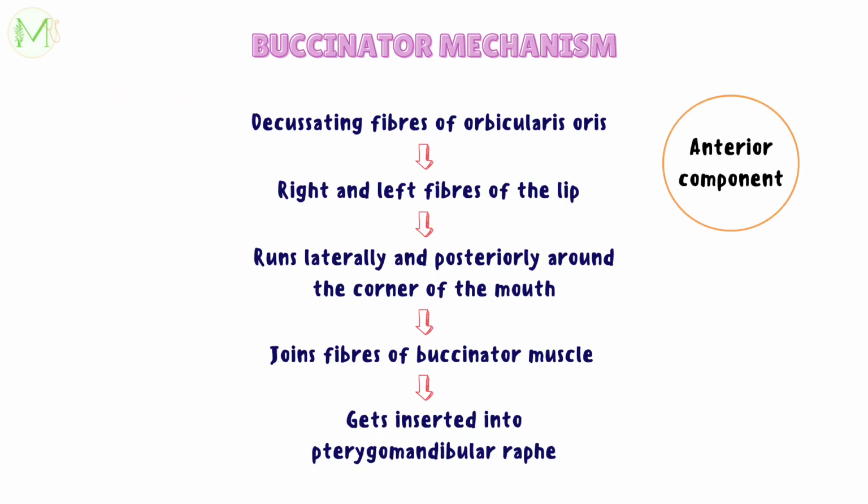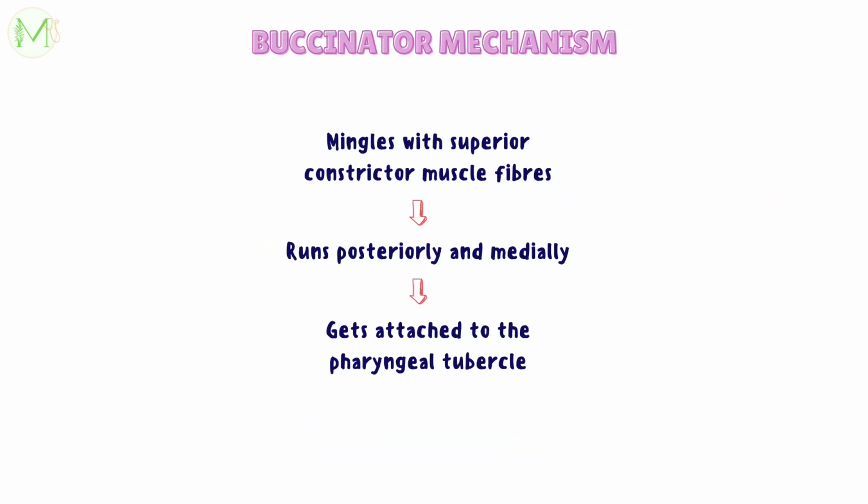Buccinator mechanism starts with the decussating fibers of the orbicularis oris muscle, which joins the right and left fibers of the lip, and this part constitutes the anterior component of the Buccinator mechanism. Then it runs laterally and posteriorly around the corner of the mouth, joining other fibers of the buccinator muscle, and gets inserted into the pterygomandibular raphe. At this point, it gets mingled with the fibers of the superior constrictor muscle, and then it runs posteriorly and medially to get fixed to the pharyngeal tubercle of the occipital bone.